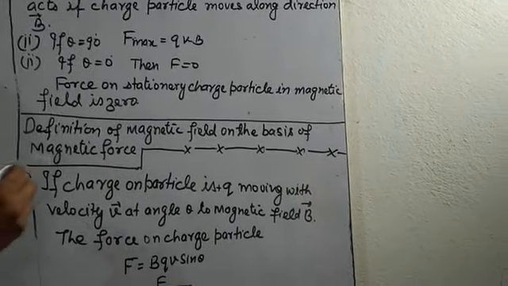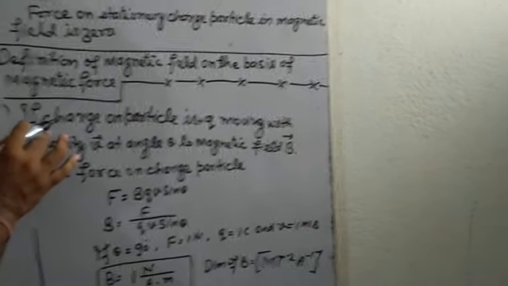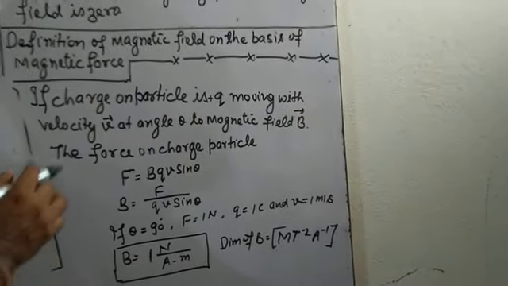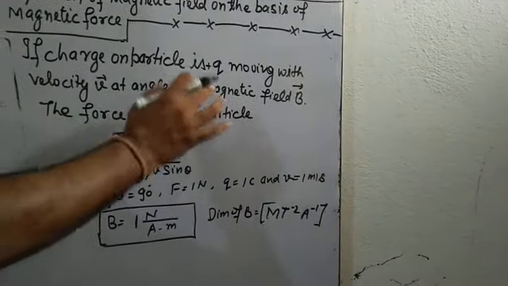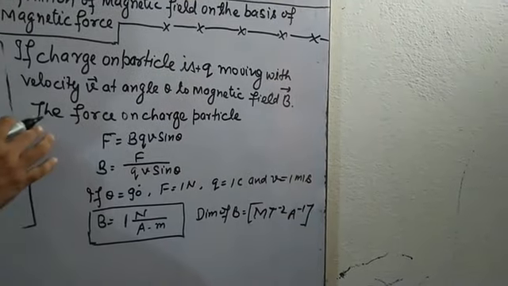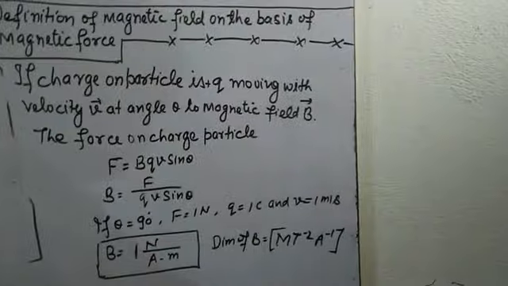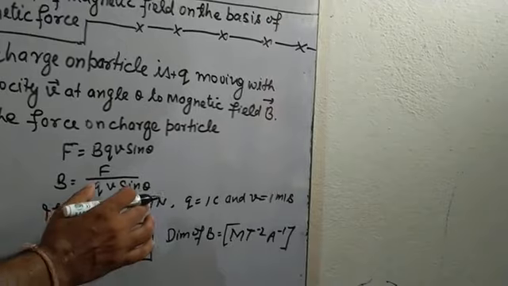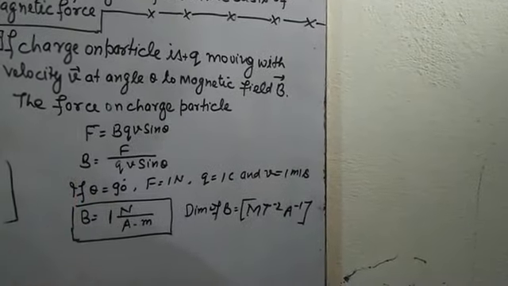Definition of magnetic field on the basis of magnetic force. If the charge on the particle is plus q moving with velocity v at an angle theta to the direction of magnetic field vector B, the force on the charged particle is F equal to q v B sin theta. If theta equal to 90, F equal to 1 Newton, q equal to 1 coulomb, v equal to 1 meter per second, then B equal to 1 Newton per ampere meter.